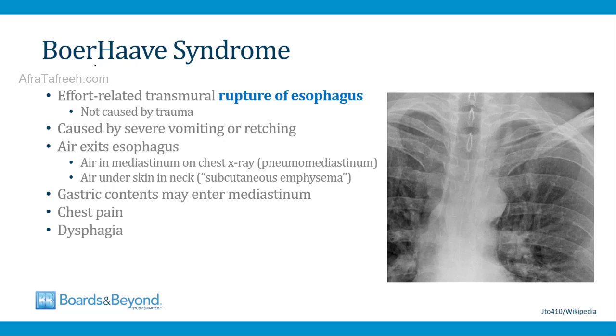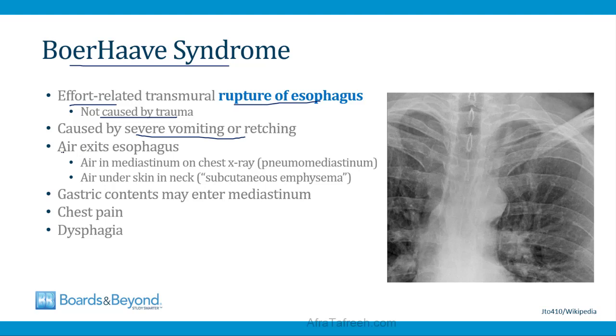More serious than that is what's known as Boerhaave syndrome. This refers to effort-related transmural rupture of the esophagus. It's called effort-related because it's not caused by trauma. Traumatic rupture of the esophagus is a different condition. Effort-related means it's caused by severe vomiting or retching. And so you can think of this like a severe version of a Mallory-Weiss tear. Instead of just a tear in the mucosa of the esophagus, now you have rupture through the entire esophagus.